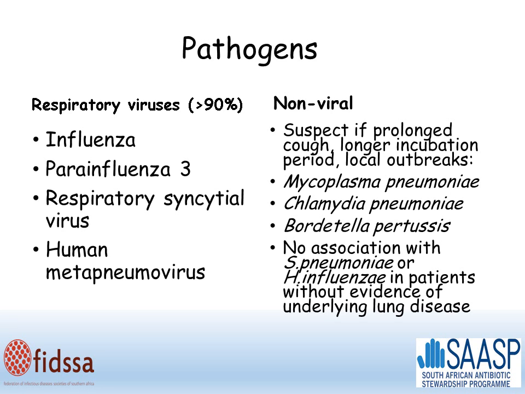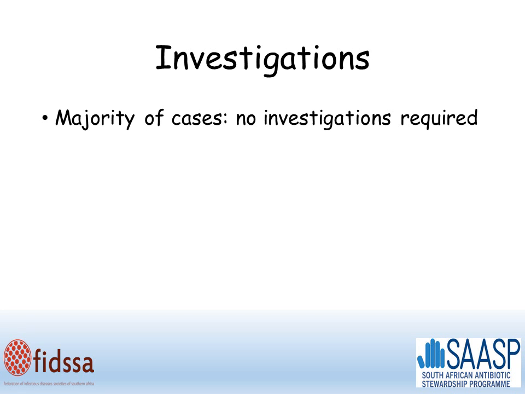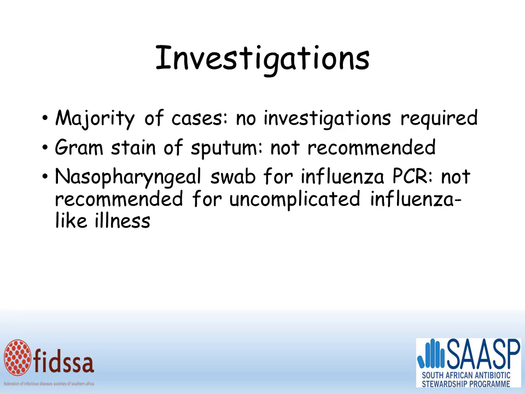It's important to note that bronchitis has no association with common respiratory pathogens such as Streptococcus pneumoniae and Haemophilus influenzae unless the patient has evidence of underlying lung disease. In terms of investigations, the vast majority of cases require no investigations. There is no need to perform a Gram stain on the sputum, and a nasopharyngeal swab for influenza PCR is not recommended if the patient has simple, uncomplicated influenza-like illness.